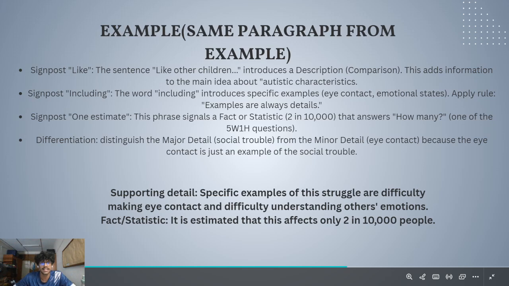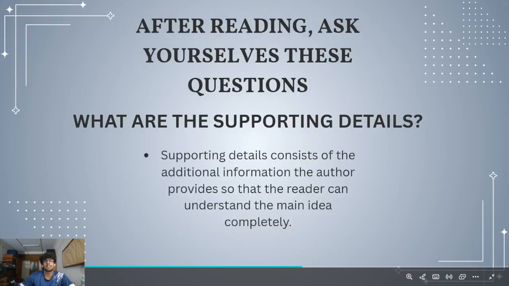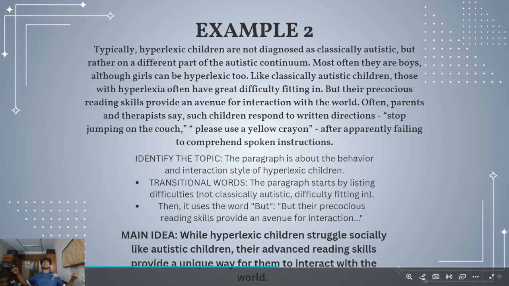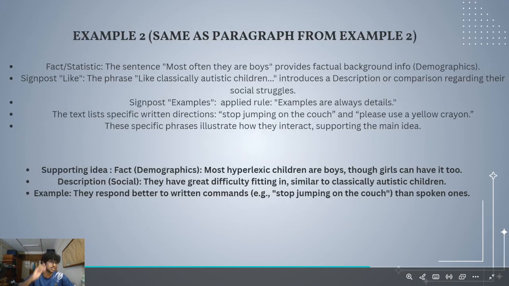Therefore, the supporting details for this paragraph are specific examples of this struggle: difficulty making eye contact, and difficulty understanding others' emotions. And the fact and statistic is that it is estimated that this affects only 2 in 10,000 people. So let us go to paragraph 2, example 2, about the advanced reading skills. Here we are finding the supporting details. Pause and try it first.